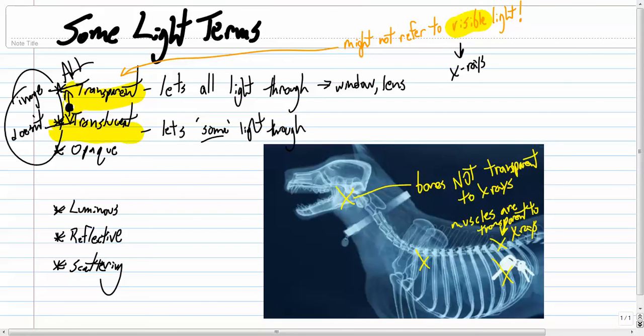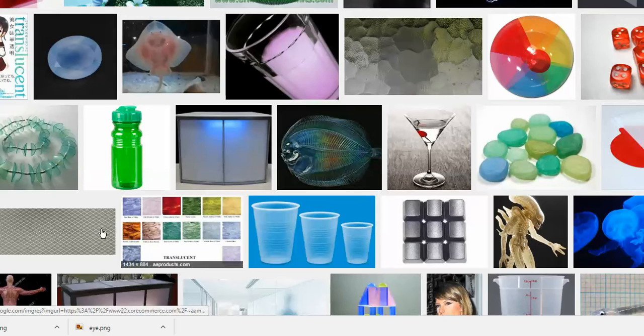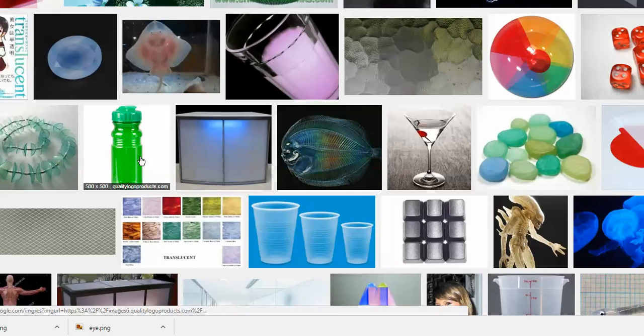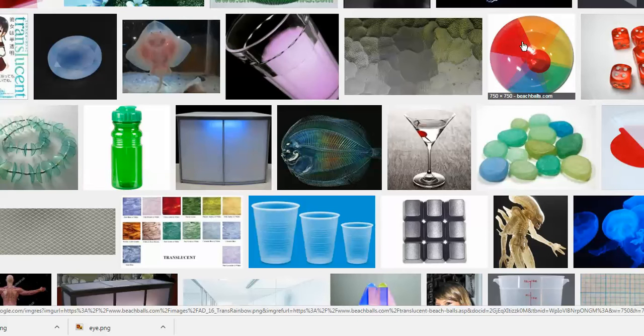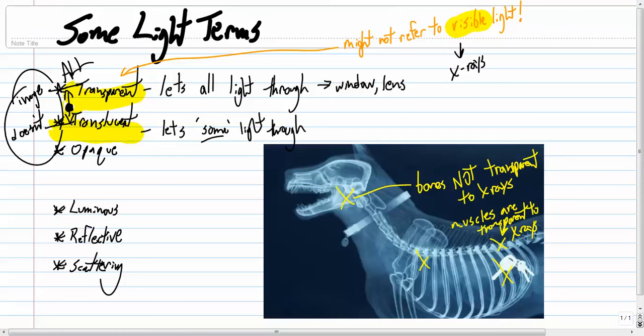So let me show you. I just Googled translucent, and this came up. Like this green water bottle, it lets some of the light through. If you're green light, you get to go through. So you could still see an image through that. It just wouldn't contain all the light. Or how about this beach ball? Depending on what part of the beach ball you're looking through, you can see some of the light that gets through, but not all of it. So that's how I'm going to do translucent. It lets some of the light through. An example would be something like a colored filter, or something of that nature.